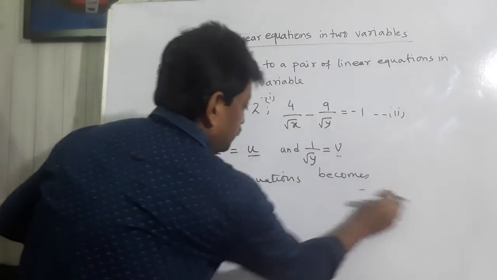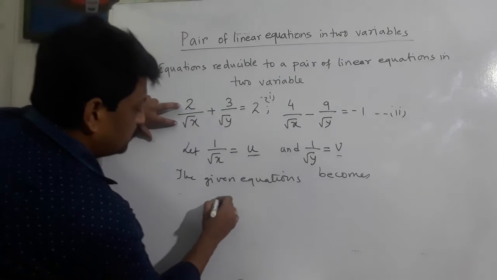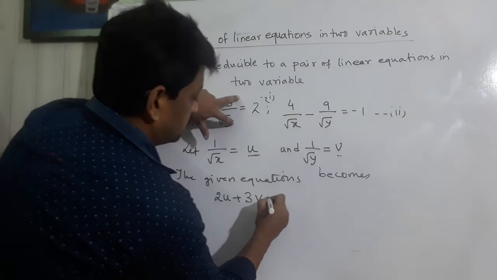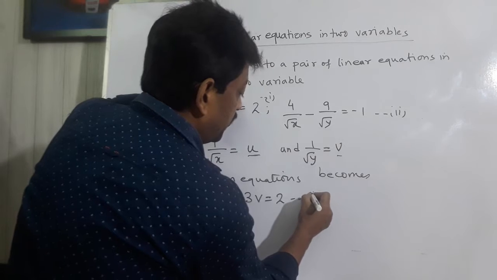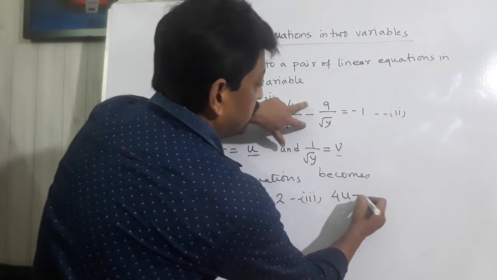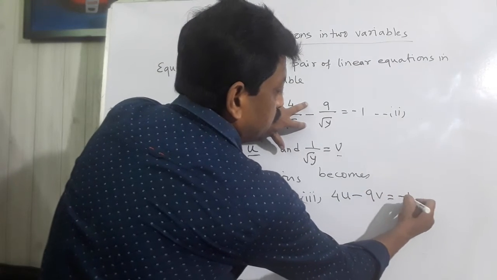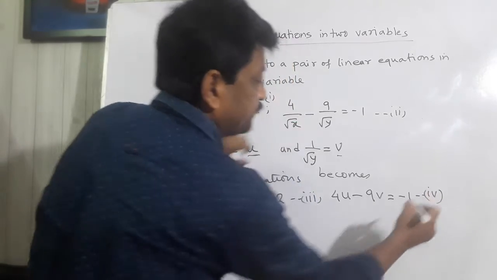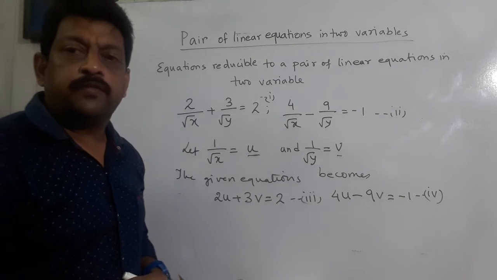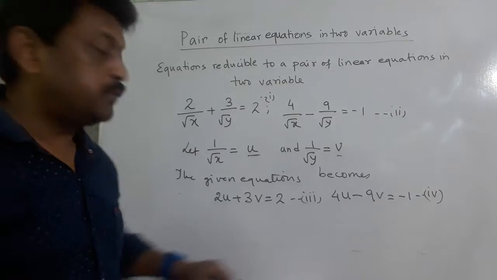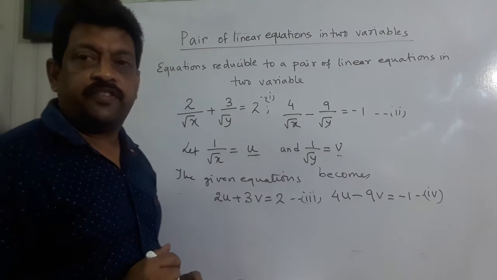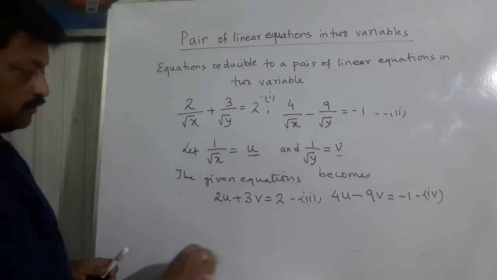So the given equation, 2 upon root x becomes 2u, 3 upon root y becomes 3v, equals 2. This will be equation number 3. And 4 upon root x is 4u, minus 9 upon root y is 9v, equals minus 1. This will be equation number 4. Understood? Now see this, it is in the form of a pair of linear equations in two variables. u and v are the variables. It was x and y there, now it is u and v. So let us solve these equations.